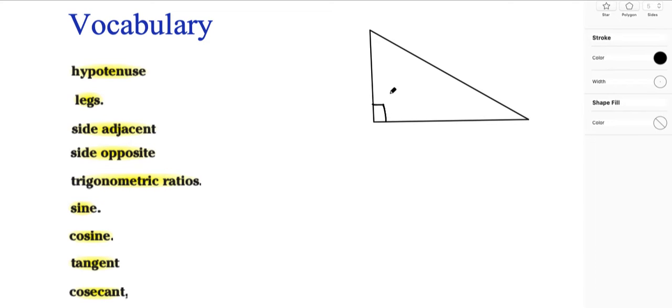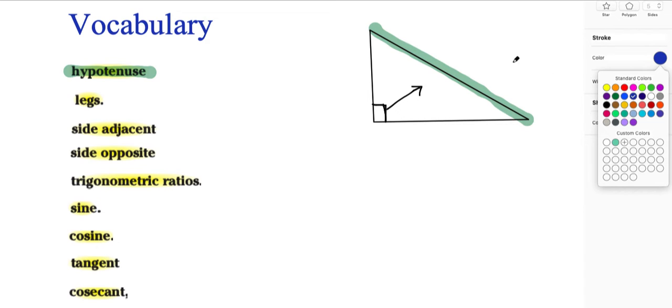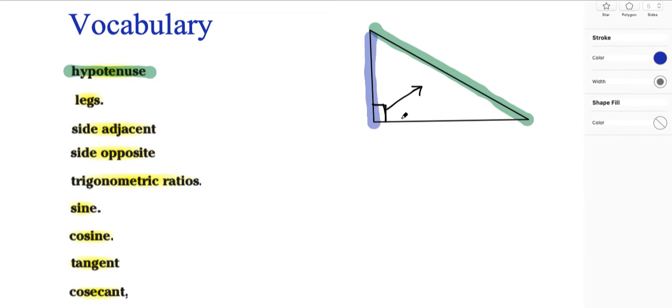When you have a right triangle, you know that there is an angle that is 90 degrees, and the side opposite that angle is referred to as the hypotenuse. I want you to keep that in mind: it's always the longest side. The other two sides are interchangeably referred to as the legs.